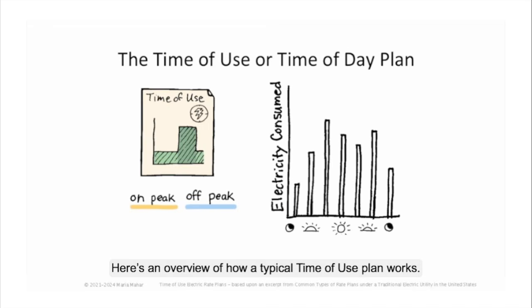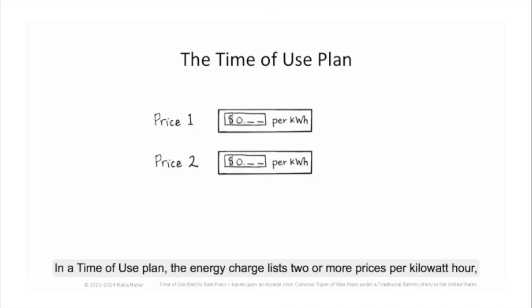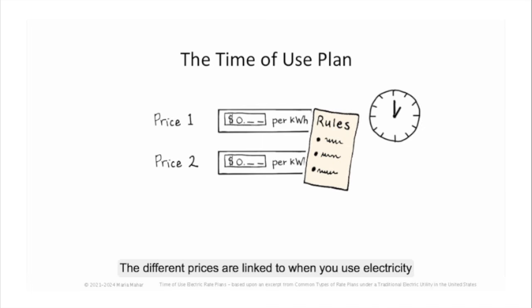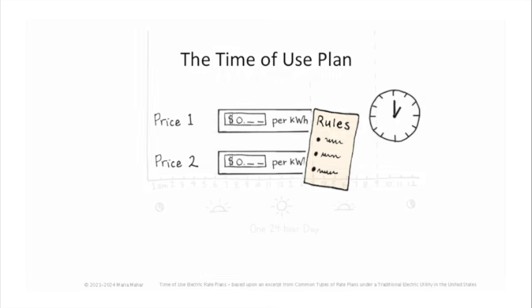Here's an overview of how a typical time-of-use plan works. In a time-of-use plan, the energy charge lists 2 or more prices per kilowatt hour, with rules for when the different prices apply. The different prices are linked to when you use electricity during the course of a single day.